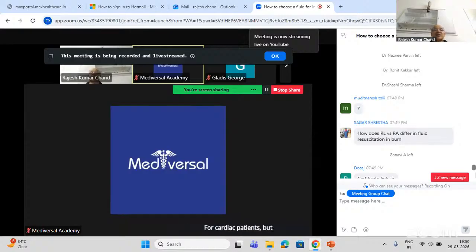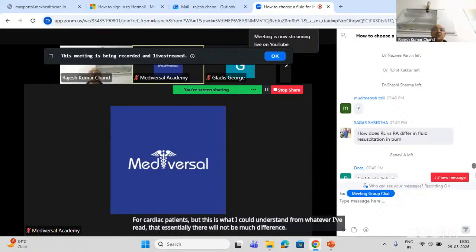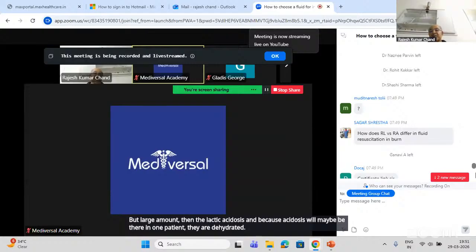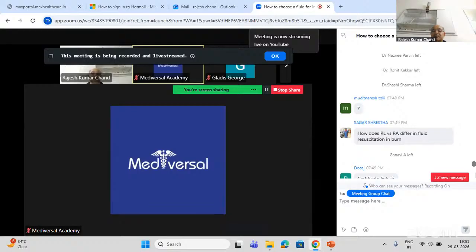But this is what I could understand from whatever I've read, that essentially there will not be much difference. In a small amount, either ringer lactate or ringer acetate can be used. But in large amounts, there is the risk of lactic acidosis, because acidosis may already be there in a burn patient. They are dehydrated, their perfusion may be impaired, and their liver function may be impaired. So there the lactate overload may be challenging, whereas acetate will not have any such problem. But otherwise, largely they are similar. Their concentrations are similar.